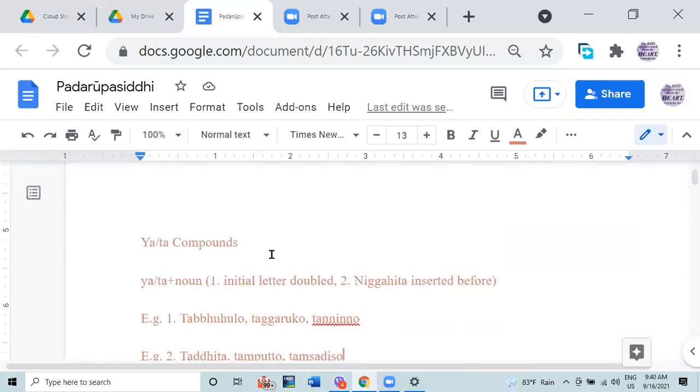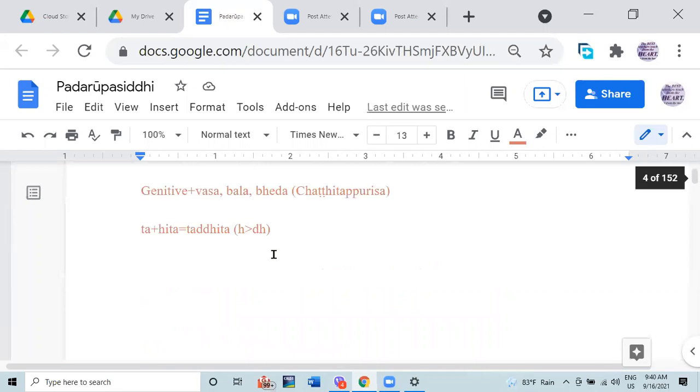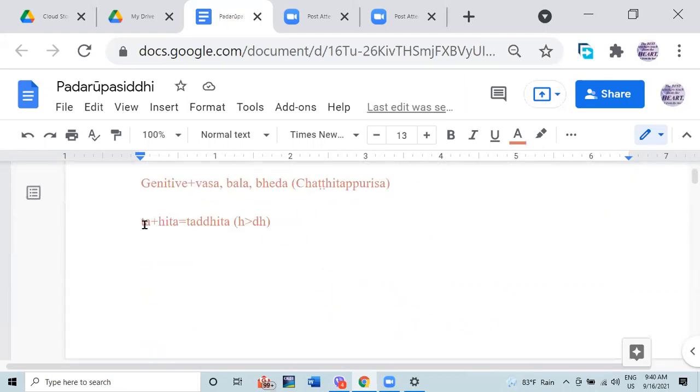Here, ta. Oh, wait. Yes, ta and hita. Okay, ta and hita. So, nikita is inserted. Nikita is inserted between ta and hita. That nikita inserted becomes ma.